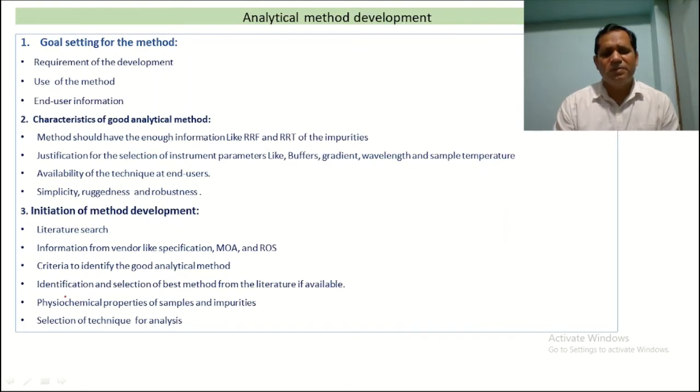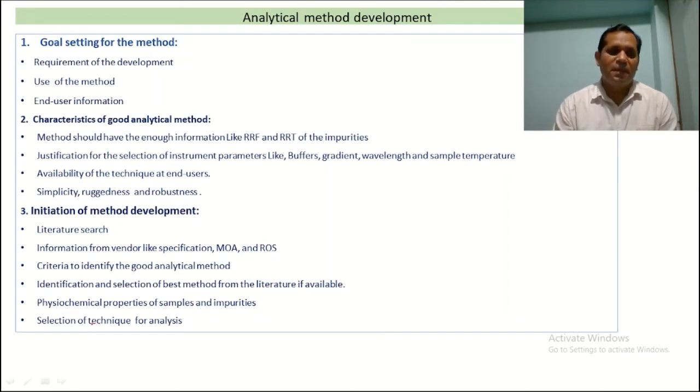After getting this information, we have to finalize the physicochemical properties of the compounds. We have to see the solubility of the impurities, the pH of the sample solutions, and what could be the lambda max. So the physical and chemical properties of the sample and impurities we have to check before starting the method development. That will help us to set the initial method.